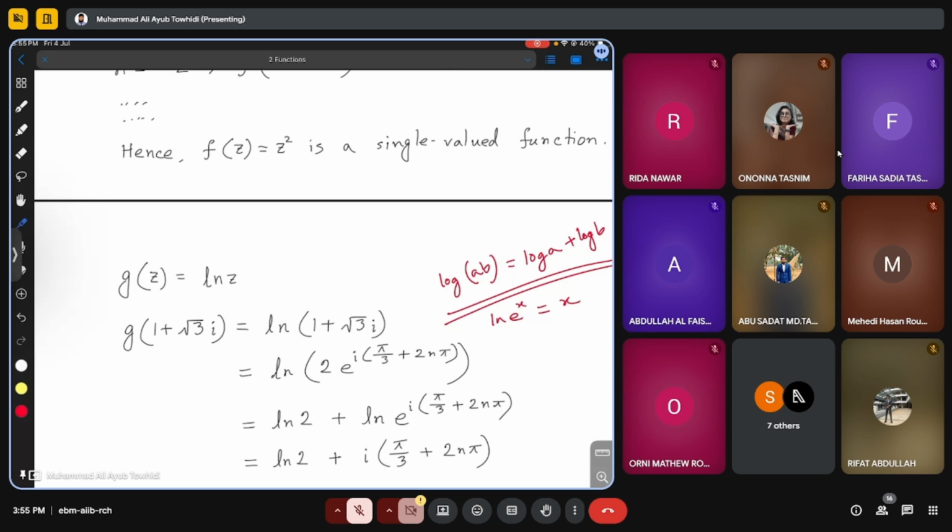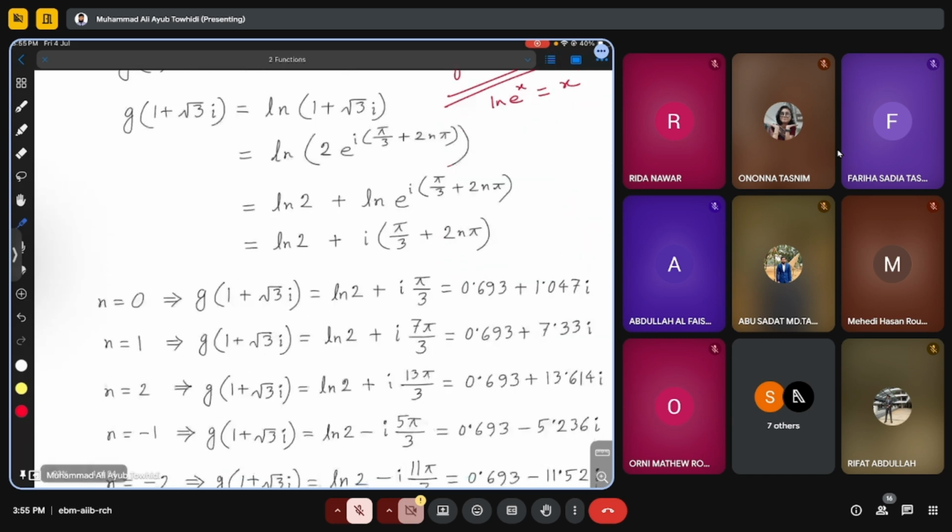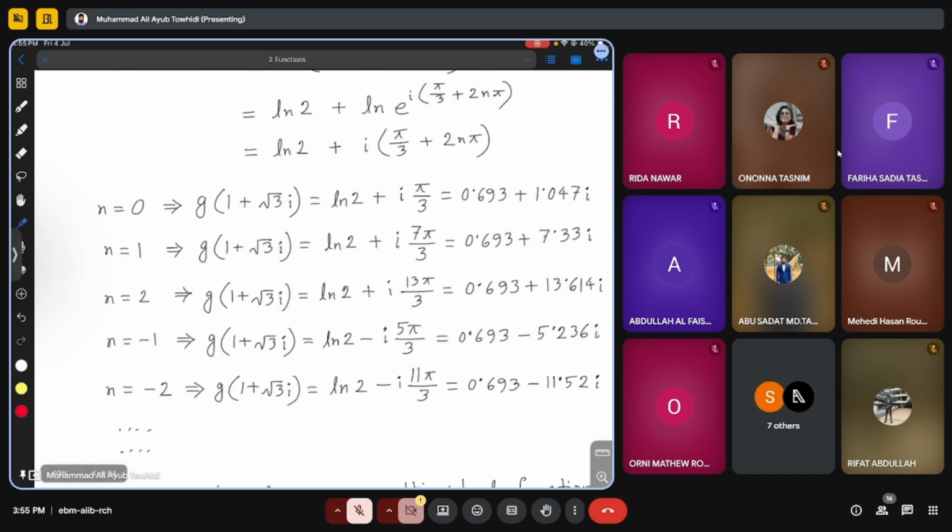Okay, see, when I say, look at this. Say, for example, take n equals 0. Then this becomes 0, i pi by 3. i pi by 3 means, if you take calculator, the value of pi is 3.14159 something. Put that value, and then you will get something like this, 1.047.